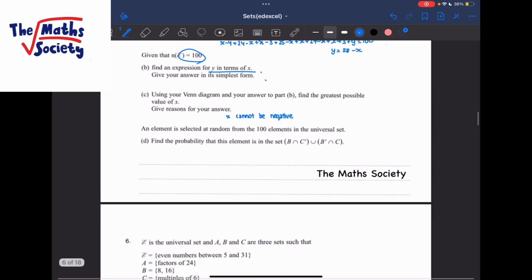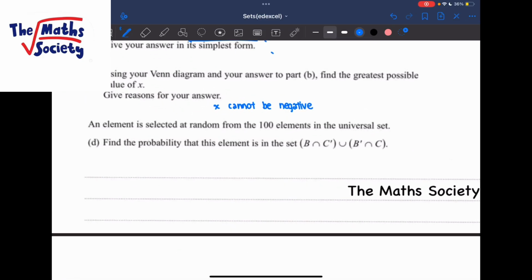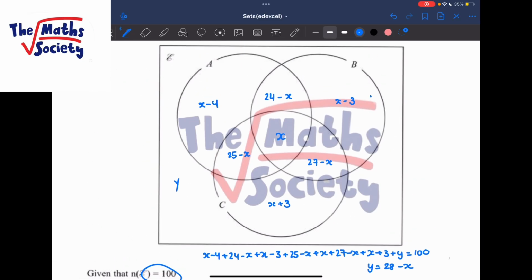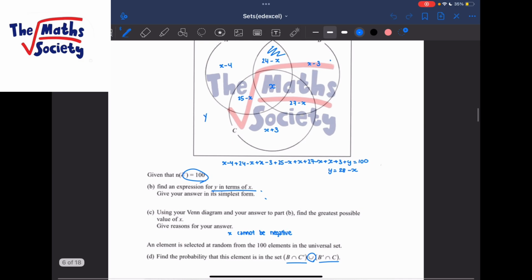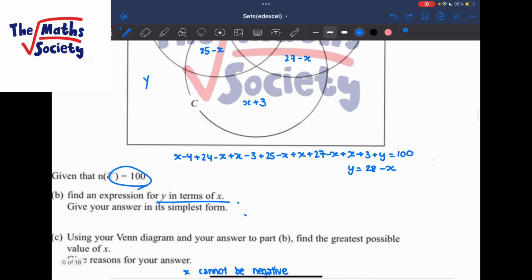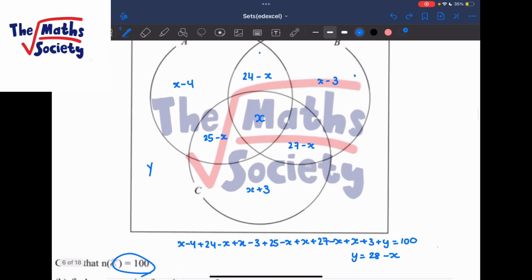And it says an element is selected at random from the 100 elements in the universal set. Find the probability that the element is in the set B intersect C prime, union B prime intersect C prime. So B intersects C prime. B is going to intersect with not C, so that's going to be here. Sorry, B intersects C prime, B that's going to intersect with not C. Yep, so it's going to be here. And then we have another one, which is B prime intersects C, so like not B but C.